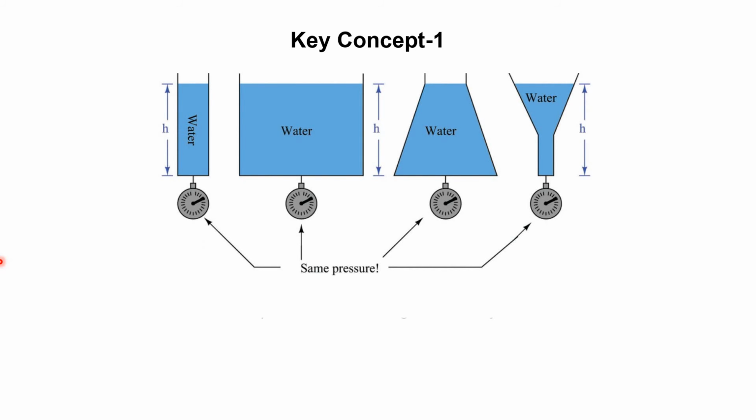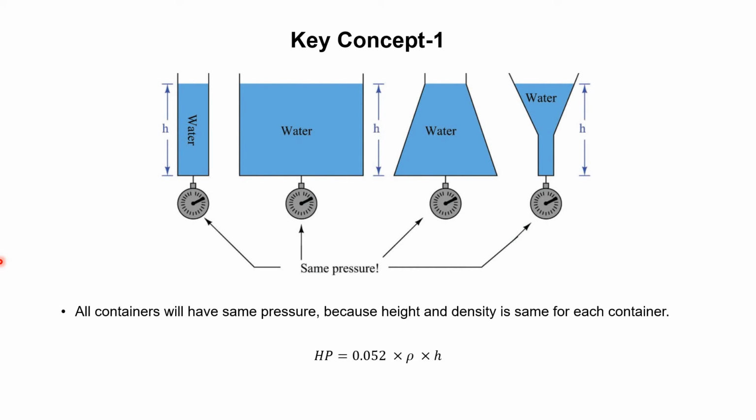The reason is that we have already discussed that hydrostatic pressure depends upon two factors. The first one is the density and the second is height. So we can see that in all these four containers we have the same fluid, which means that the density is the same, and also the height of each container is the same. So both of these two factors, density and height, are the same. So the pressure in all these four containers will be the same.